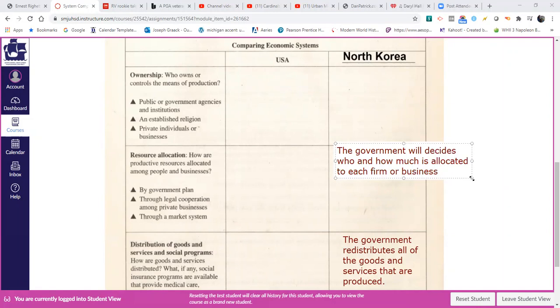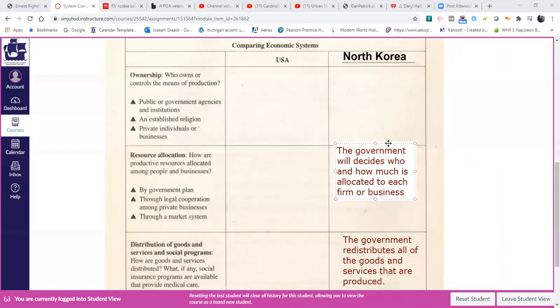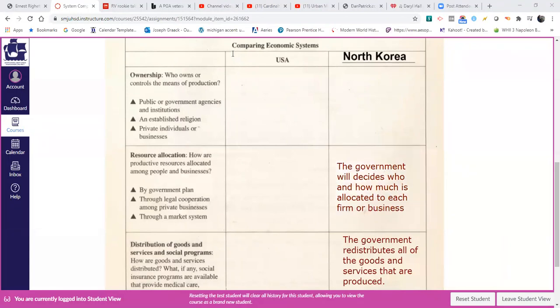So group 1, you'll want to make sure that you type this in on yours. And then on 1, group 2 said correctly there, right? Who owns or controls the means of production? The government. The government owns all of the resources.